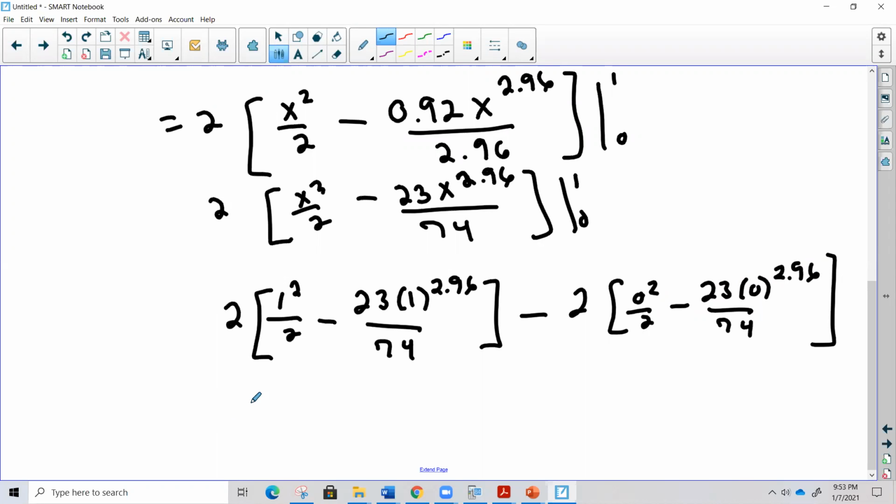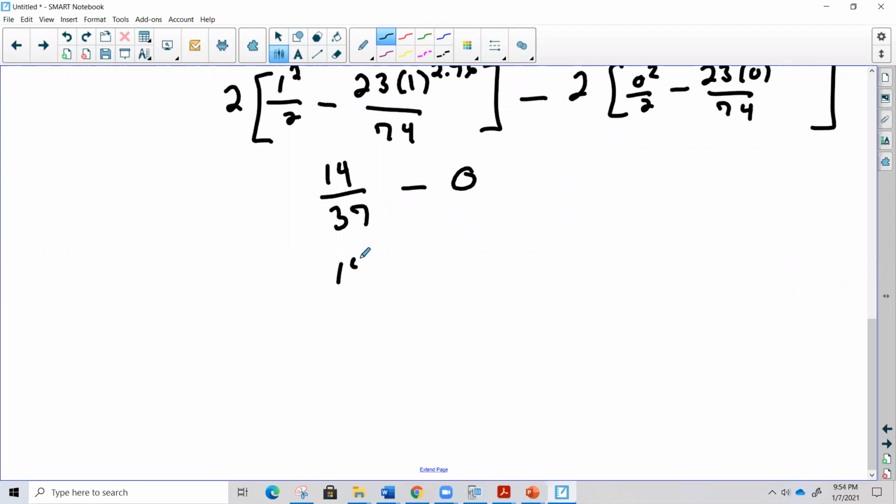Okay, so for the first part, I'm going to again put it as a fraction for now, which is 14 over 37. Again, I got the decimal and I hit math fraction. Minus this just gives me 0. So 2 times 0 is 0. So I get this 14 over 37, which is 0.3788 if I do 4 decimal places.